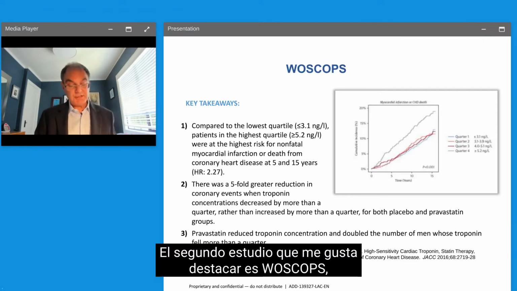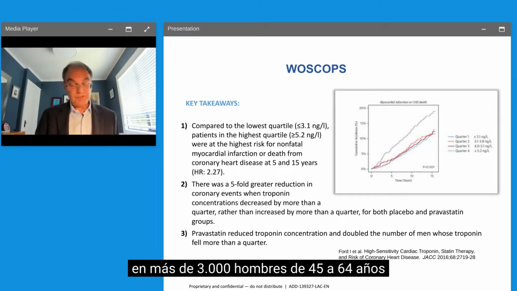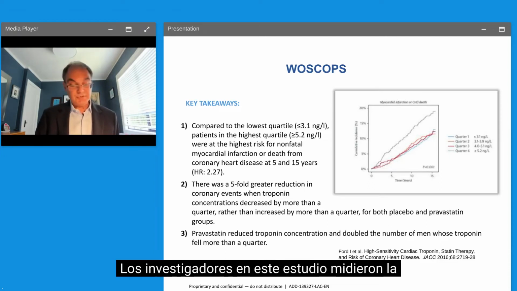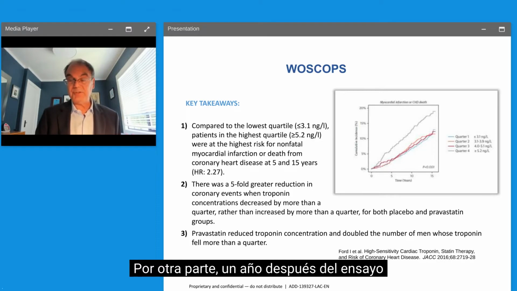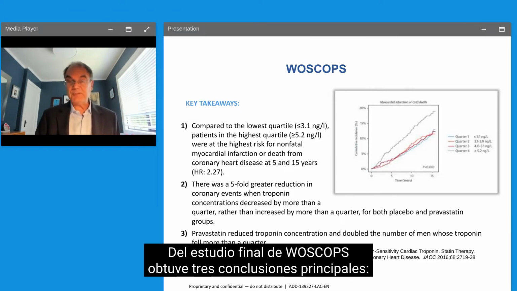The second study I'd like to highlight is WOSCOPS, the West of Scotland Coronary Prevention Study, where pravastatin was investigated in more than 3,000 men, 45 to 64, who had an LDL above 152. The investigators in this study measured high-sensitivity troponin I at baseline, and then again 1 year into the trial to measure change in high-sensitivity troponin I. The findings of the study had three main takeaways.